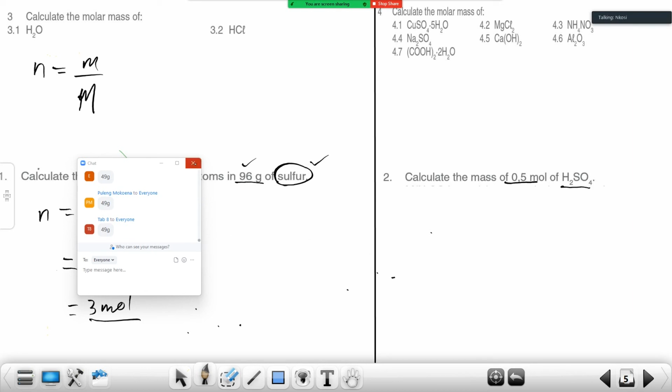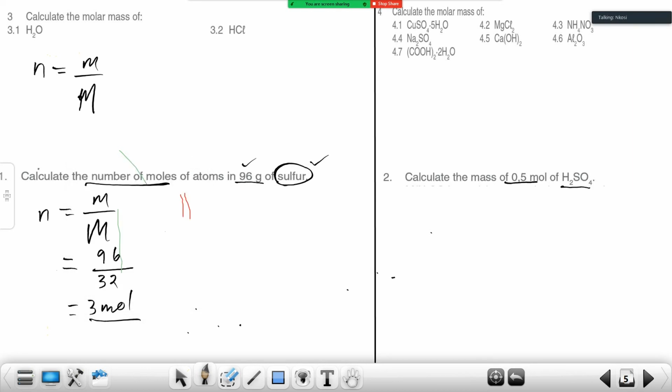Thank you guys for your answers. Your time is up. Let's discuss it in detail. I saw most of you got 49. Let's confirm if that is true. The approach here is I have the number of moles. So my quick data: 0.5 mole. The question wants me to calculate the mass.